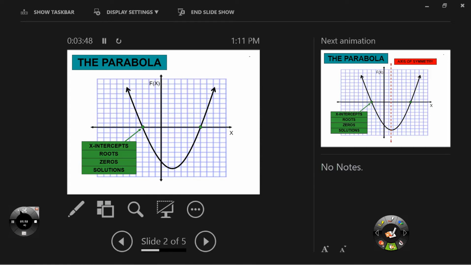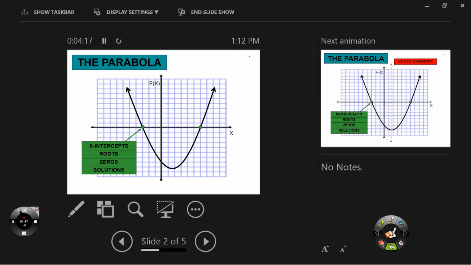So all of these names can be used interchangeably, whether we're talking about a graph or an equation that is quadratic. So it's very important that you guys understand that if I put an equation in front of you and I say find the x-intercepts, you don't have to go to graph it to find the x-intercepts. There are ways that you can find the x-intercepts because x-intercepts are the same thing as solutions. Those are the same things as zeros. Okay, those are also called roots.